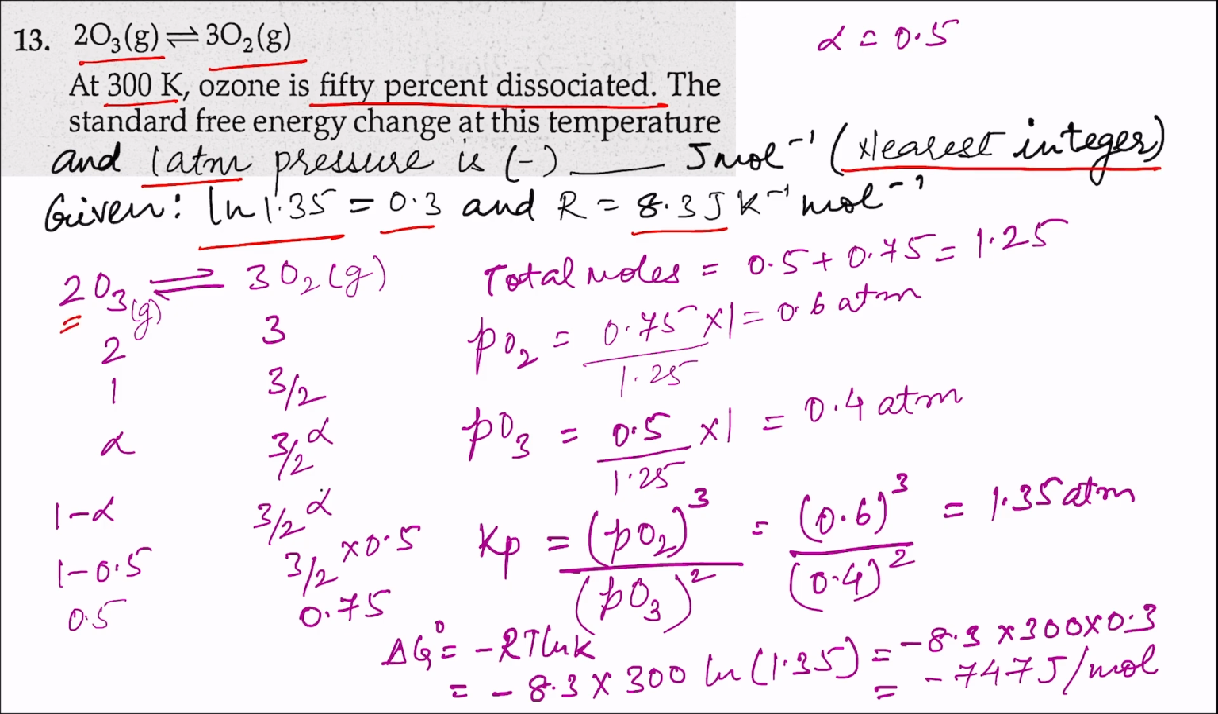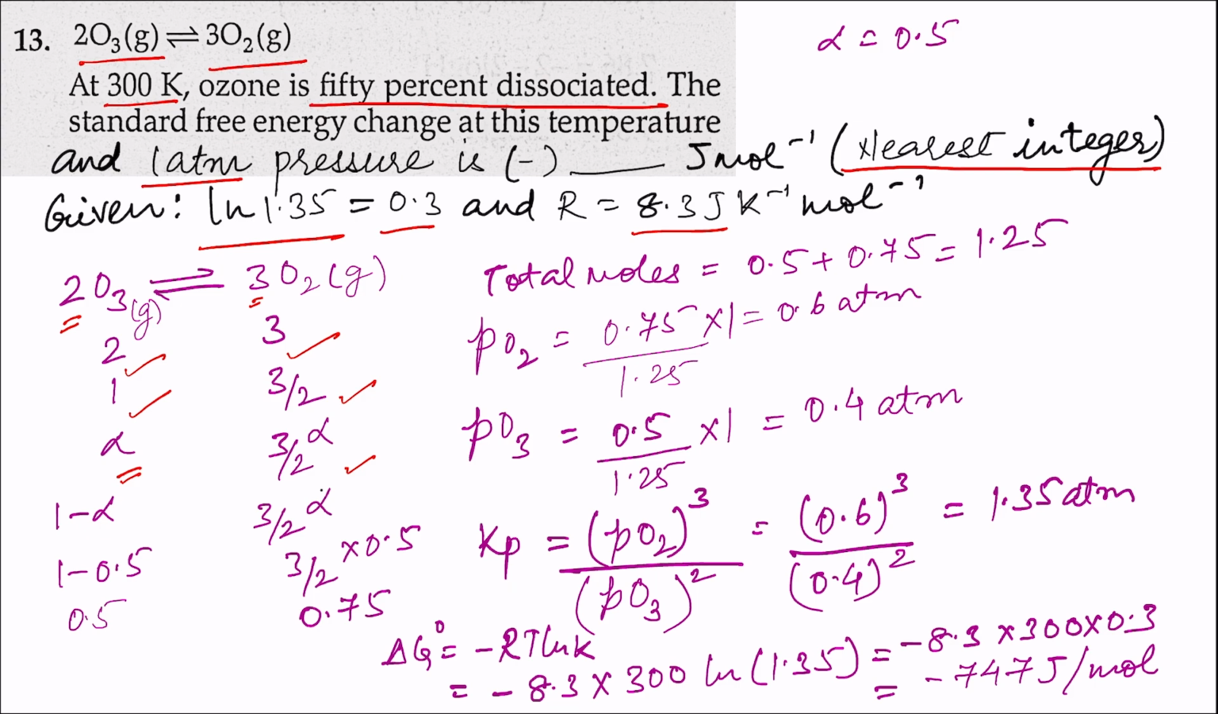2 moles of ozone change into 3 moles of oxygen. So 2 moles of ozone, 3 moles of oxygen. 1 mole of ozone will give 3 by 2 moles of oxygen. So if alpha moles of ozone is there, then 3 by 2 alpha moles of oxygen will be formed. Now alpha is the degree of dissociation.